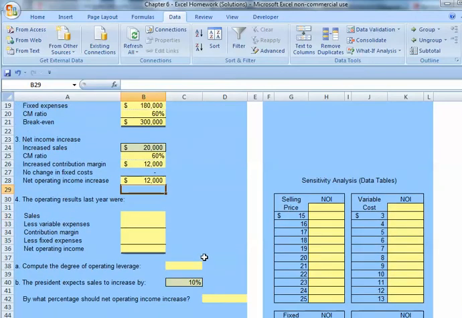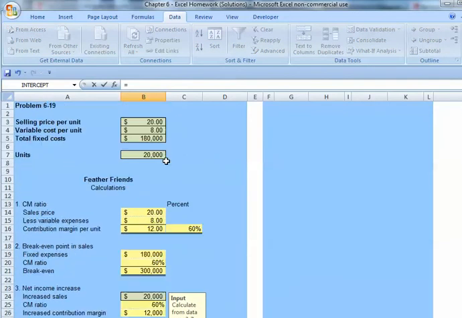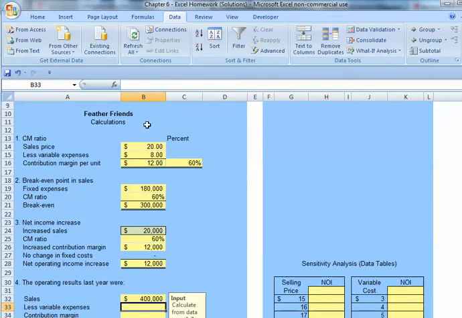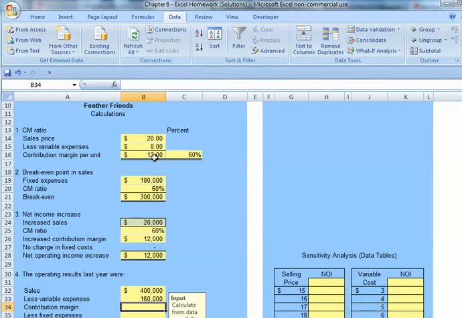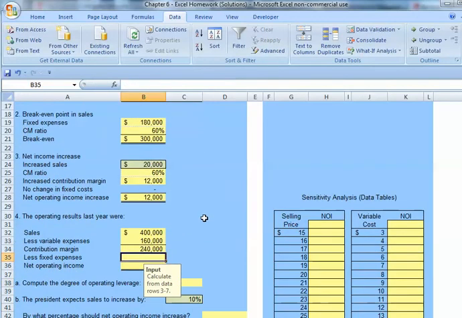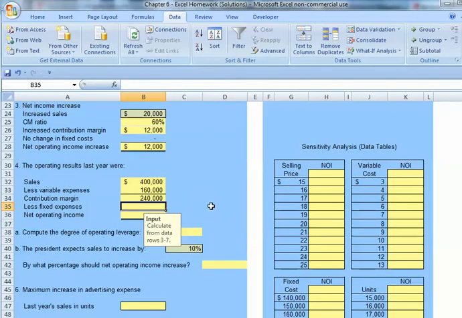Let's put together a contribution margin income statement for last year. Our sales were our 20,000 units times our $20 per unit selling price. Our variable cost are $8 per unit times 20,000 units. And our contribution margin is sales minus our variable cost. We have a contribution margin of $240,000.